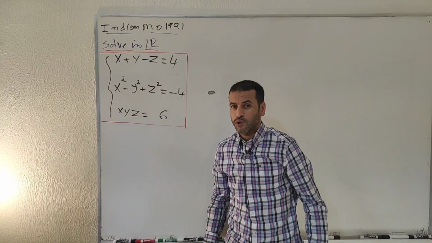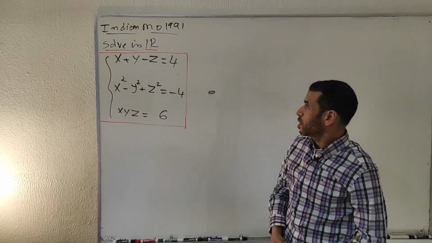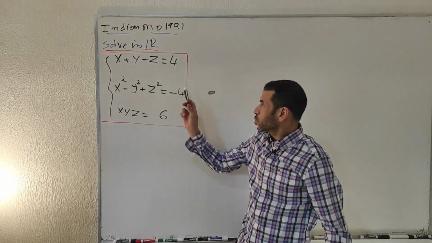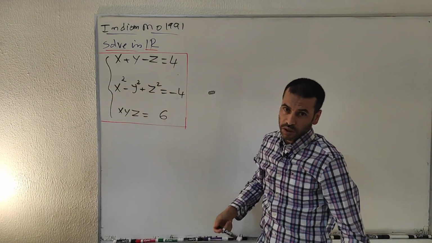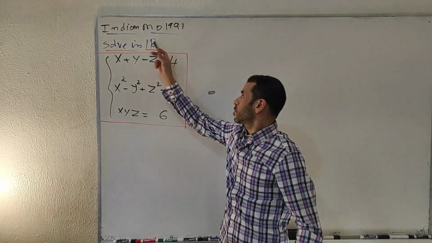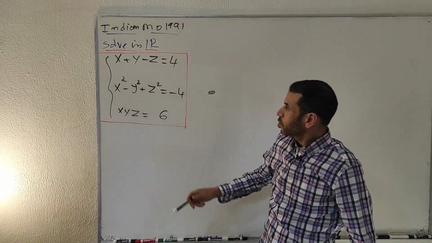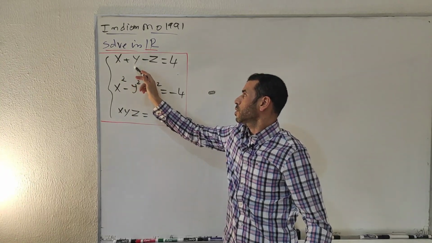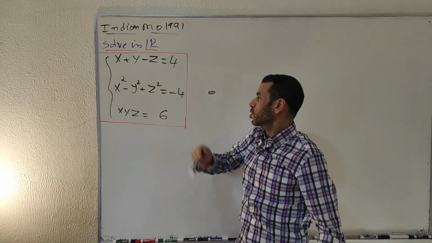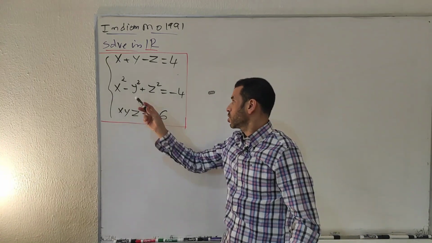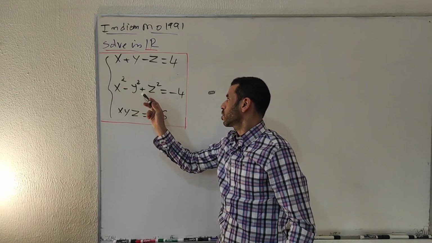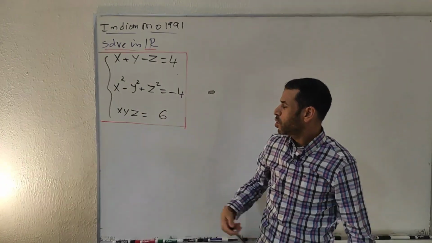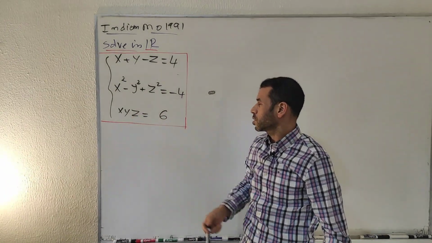In today's video, I have brought you a very nice problem of Indian Mathematical Olympiad, year 1991. Our goal is to solve the following equation system in real numbers R. Here are the equations. First equation: x plus y minus z equals 4. The second equation: x squared minus y squared plus z squared equals minus 4. And the last equation: the product xyz equals 6.